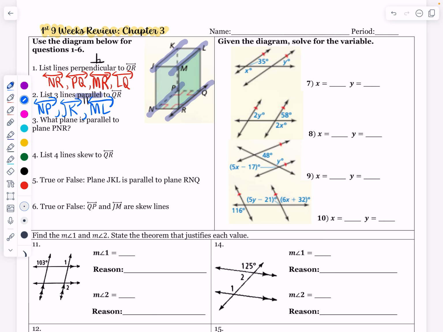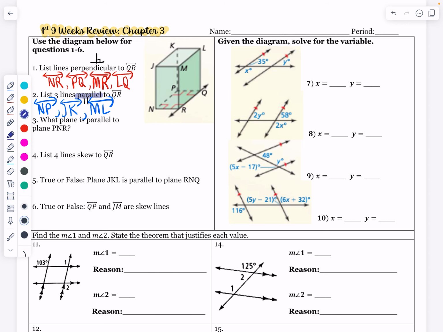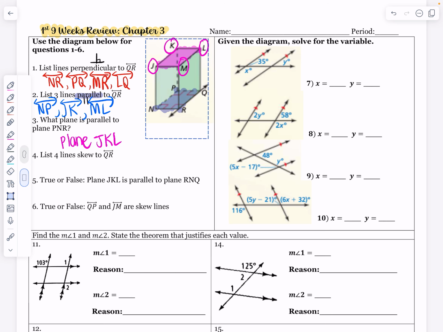All right, now we have what plane is parallel to PNR. So I'm going to clear this picture, and I'm going to color in plane PNR. So here's P, here's N, here's R. So I'm going to color in that plane. That's the floor of this box. What plane is parallel to the floor of this box? That's going to be the ceiling of this box. So you can use any three letters of these four corners, as long as you name plane JKL. Again, you can use any three of those. If you wanted to use all four and call it JKLM, you can. Totally fine.